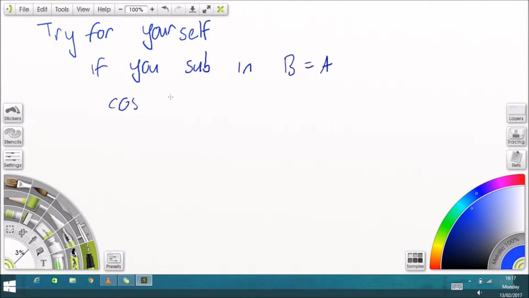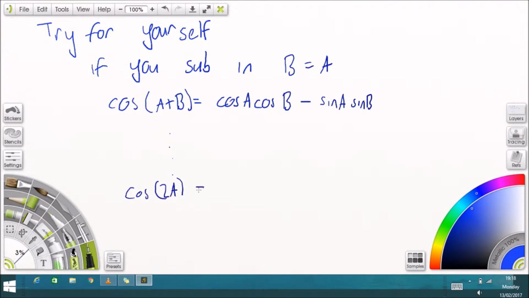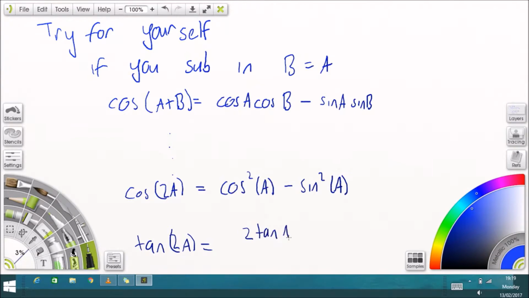I'll get you to try this one for yourself. We'll just substitute in B and A, so we'll use the cosine version this time. Try and simplify cos A plus B, but if B was actually the same angle as A, so two lots of A. Alright, try that. If you need a target to aim for, see if you can get from here to cos 2A equals cos squared A minus sine squared A.